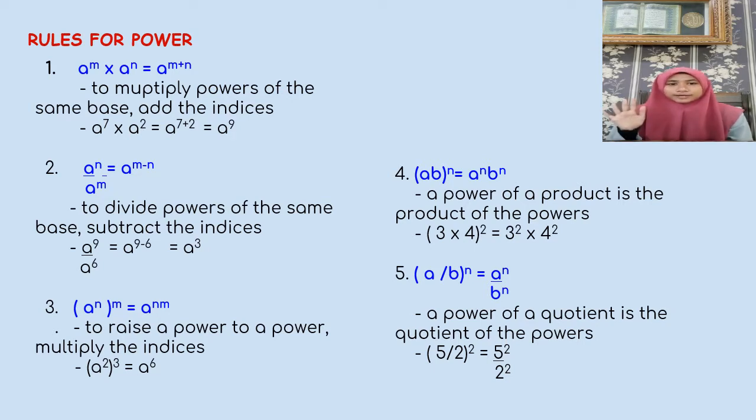Okay, for rule number 5, the power of a quotient is the quotient of the powers. When we have a over b in brackets to the power of n, we expand it, it becomes a to the power of n over b to the power of n. For example, 5 over 2 in brackets to the power of 2, we expand it, it becomes 5 to the power of 2 over 2 to the power of 2.